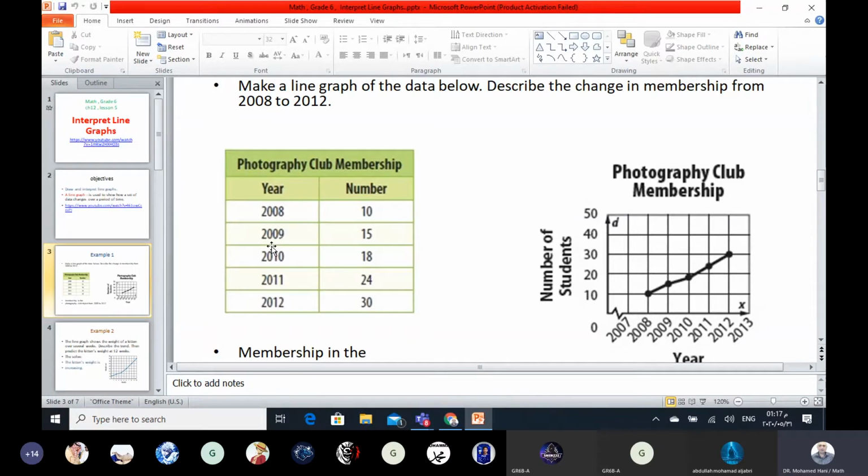In 2009 we have 15 students. In 2010 we have 18. In 2011 we have 24. In 2012 we have 30. How to draw the line graph?